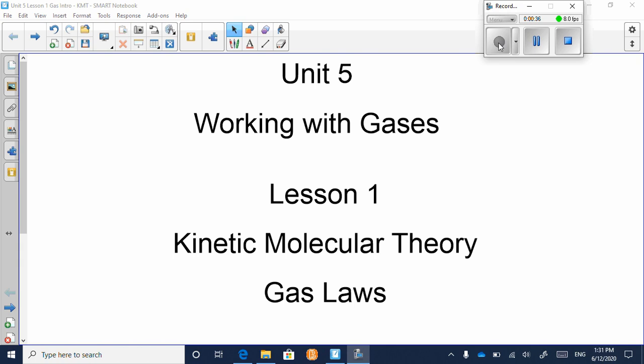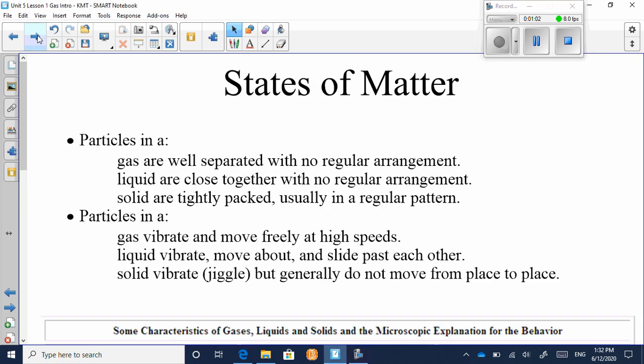And so we're going to be doing a lot of the same things. We'll look at stoichiometry with gases. We'll be looking at calculating the number of moles when you have gases and so on. But for the first lesson, we're going to start with the kinetic molecular theory, so understanding why gases behave the way they do, and then we're going to look at some of the gas laws. All right, well, let's get going.